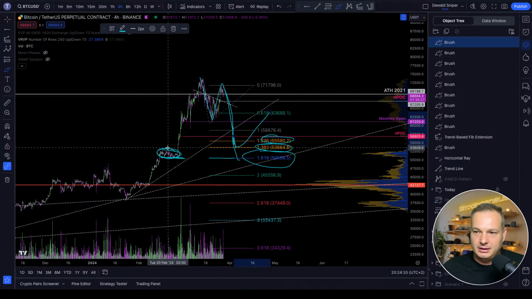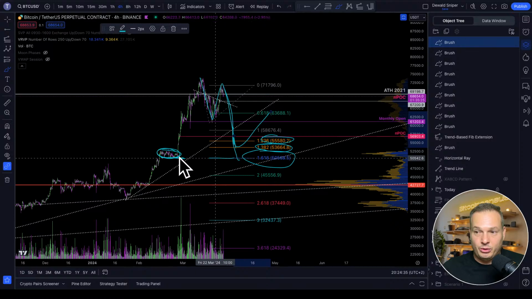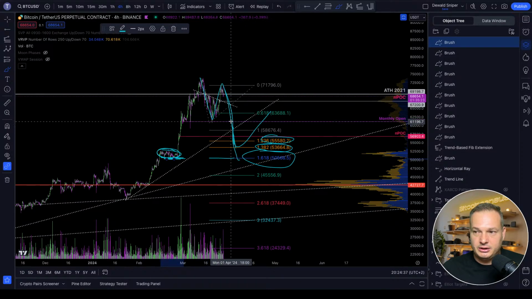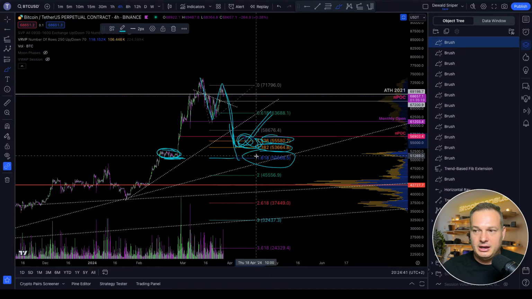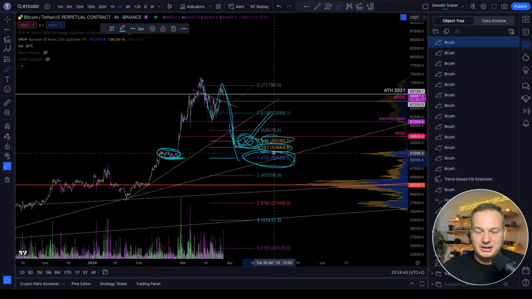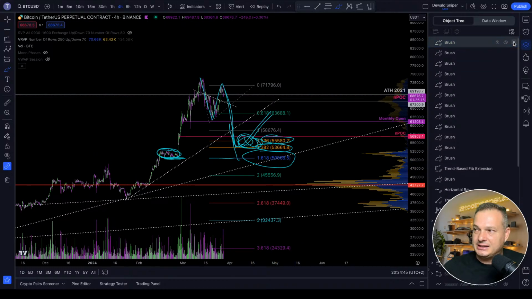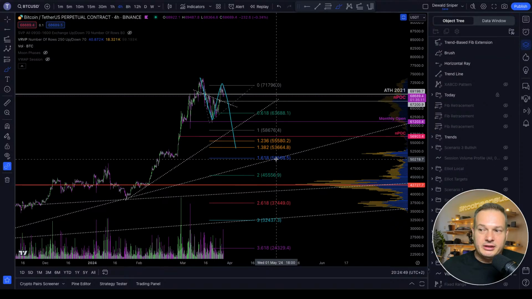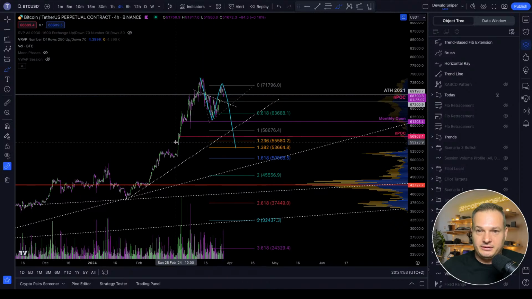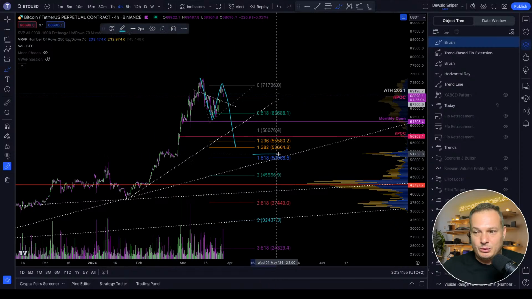So we might turn around before we grab the liquidity below these lows, because this area is also a common C wave target, but the 1.618 is also common for a C wave, an extended C wave to the downside. What I do like about the $50,000 level, what I really like about the $50,000 level is not only is it a C wave target.